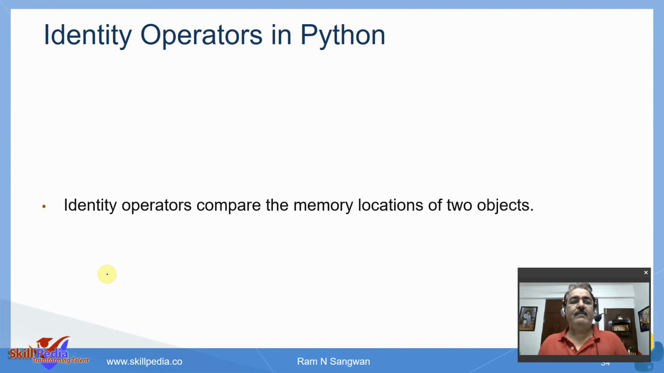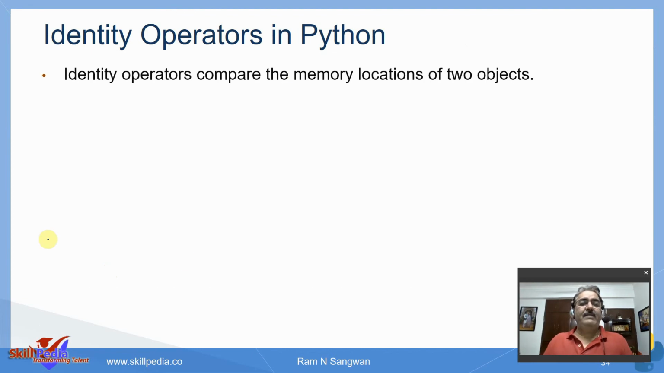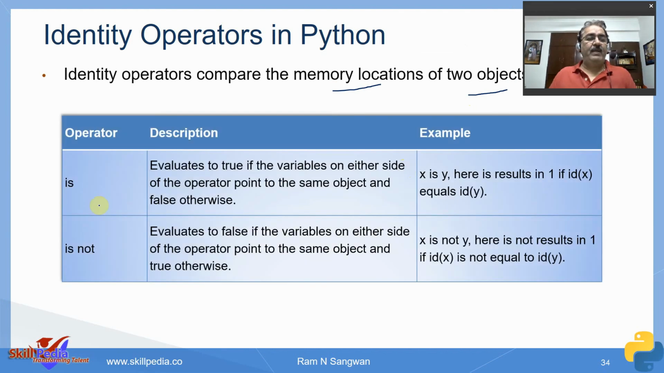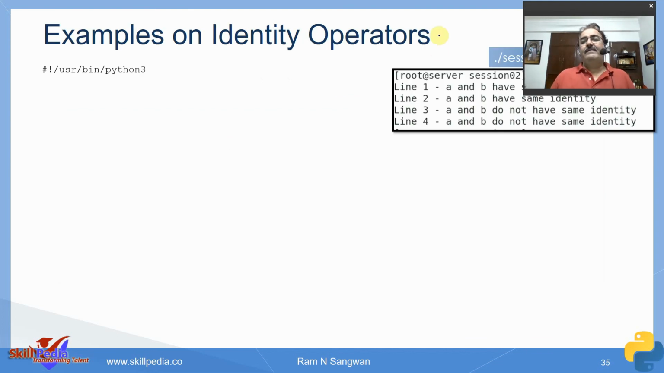Identity operators in Python. Identity operators compare memory locations of two objects. Do we have the same value at the memory location? So that's the identity operators. For example, is will tell you X is Y. Here the result is 1 if id of X equal to id of Y, means they are both at the same address. Not, meaning they are not. So the example will clear it.